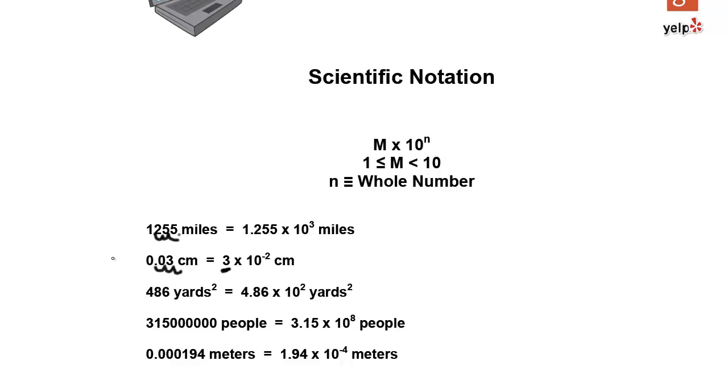486 square yards. Decimal point is here. We have to bring it over 1, 2 places. So 4.86 times 10 to the 2 square yards.